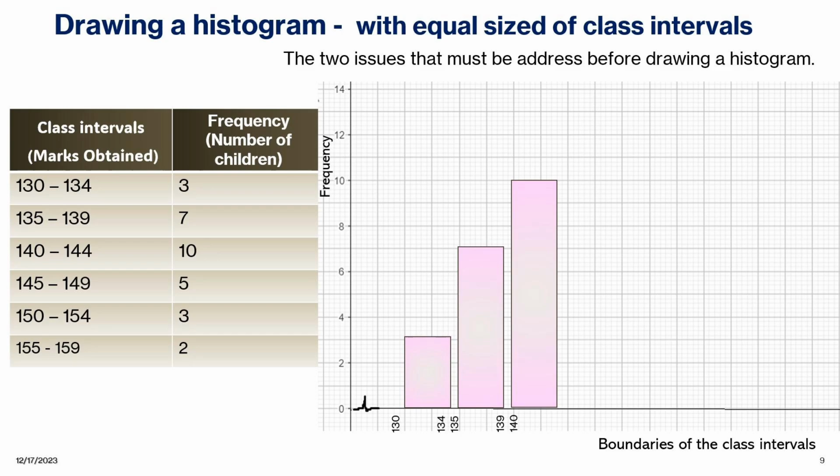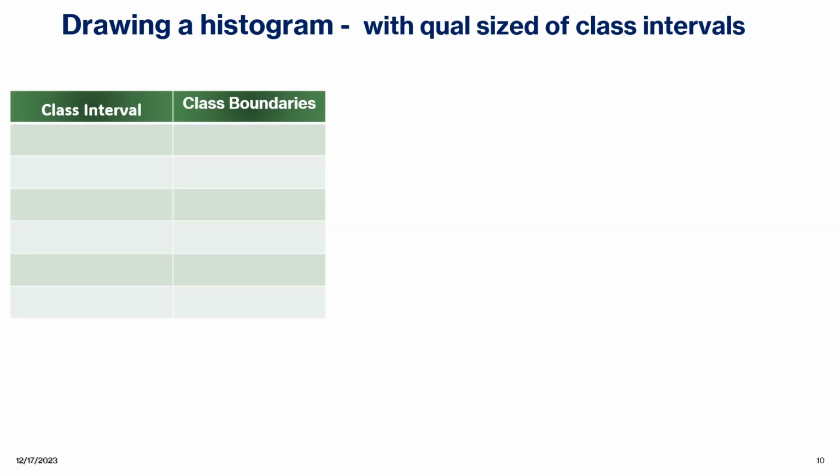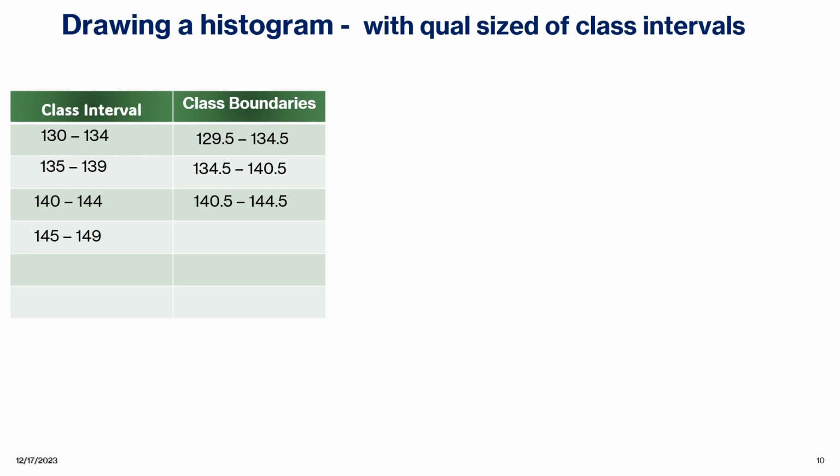To avoid this problem, we need to take the boundaries of the class intervals. Now again pause the video and complete the class interval and the class boundaries. Okay, well, we'll check. 130 to 134, so the plus minus 0.5. So 129.5 to 134.5. 135 to 139, 134.5 and 140.5.